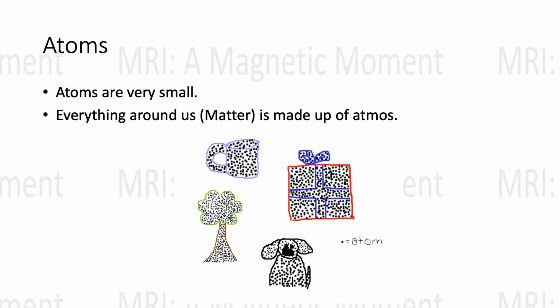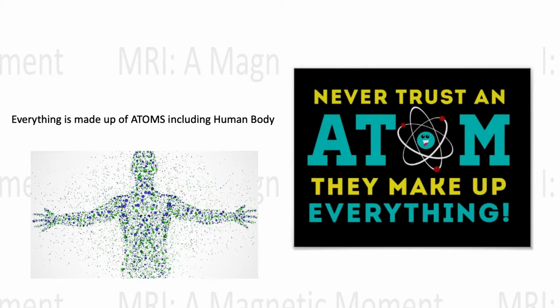Atoms are the building blocks of all matter. Everything we can see, feel, and touch is all made up of atoms. Even things we cannot see, feel, hear, or touch, they're also made up of atoms. Basically, everything around us is made up of atoms.